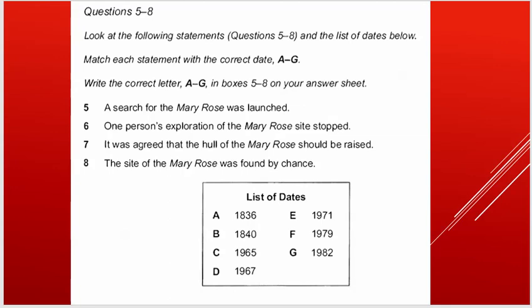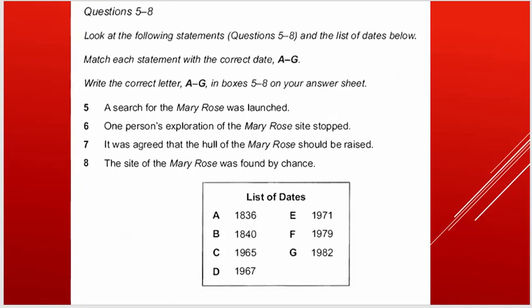Now here there are 4 questions that are given to us, whereas can you look at the number of options that are given in the box? They are from A to G. That means we have 7 options which are given for 4 questions, and the other 3 options are just given to mislead us. So we are not going to be misled, and we are going to match the exact dates.